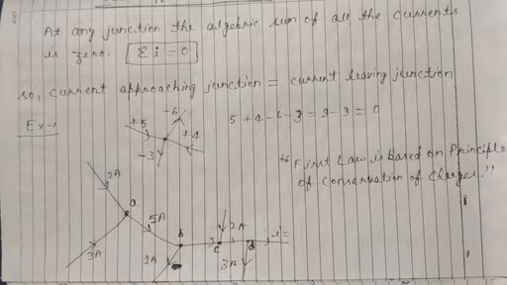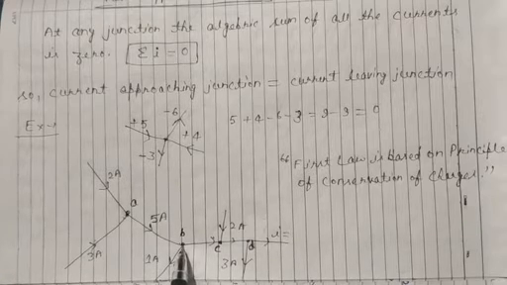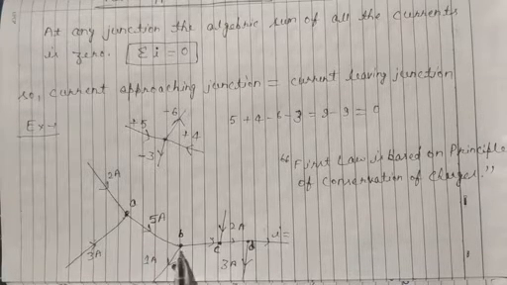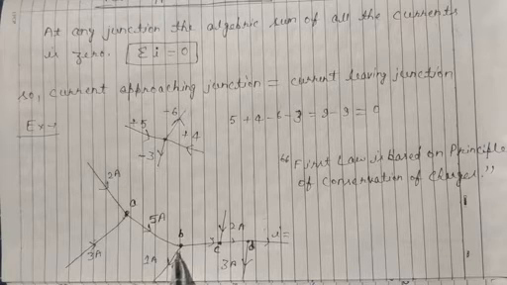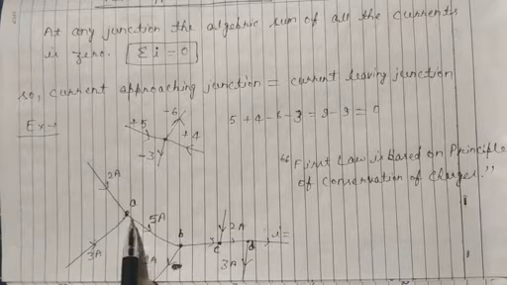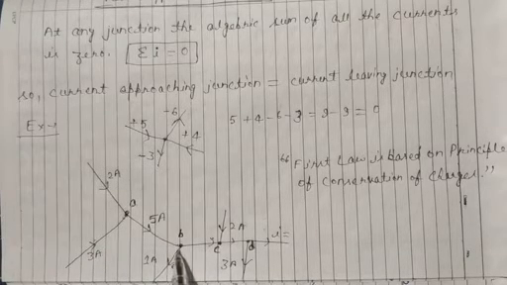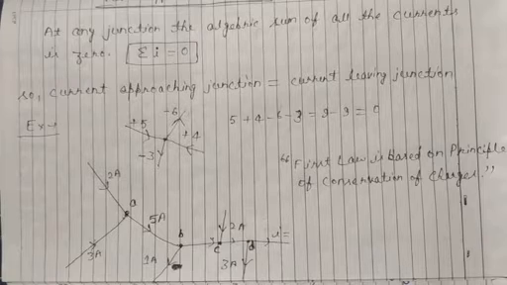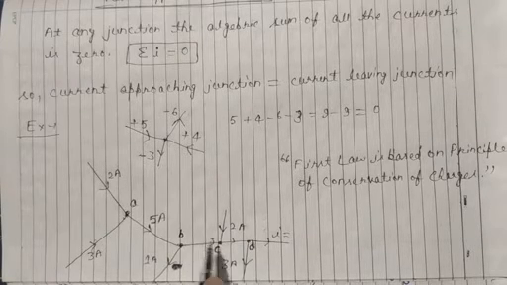Now come to junction B. This is approaching 5 ampere current. This is leaving 1 ampere current. How much should be this current? 5 has reached, 1 has gone out. So the other branch has gone out. We already know the total has to be 0. Then this must be 4 ampere.